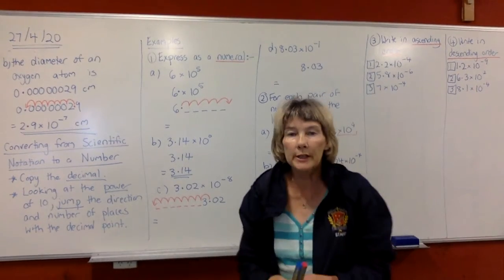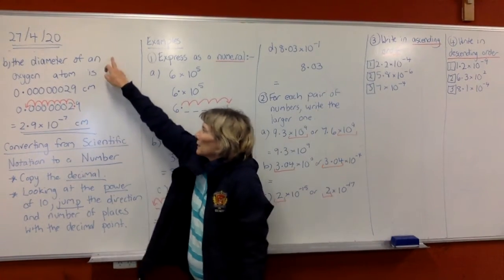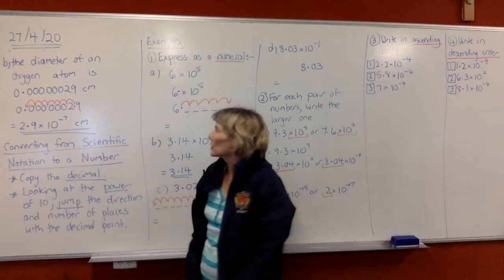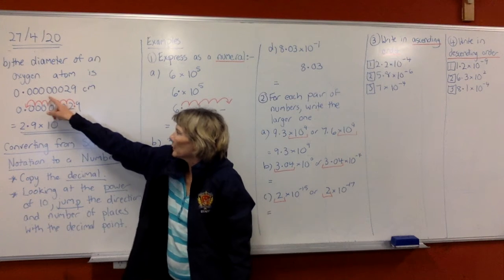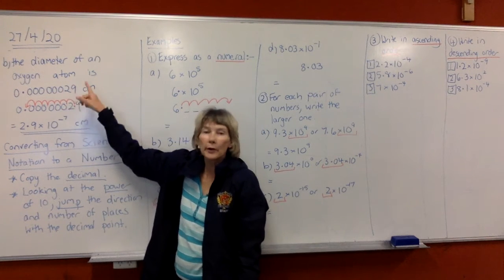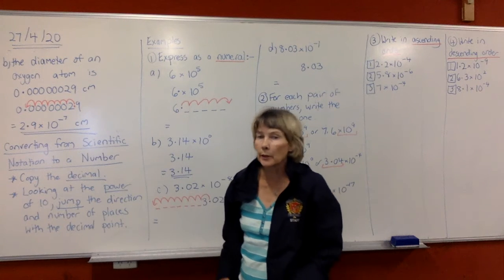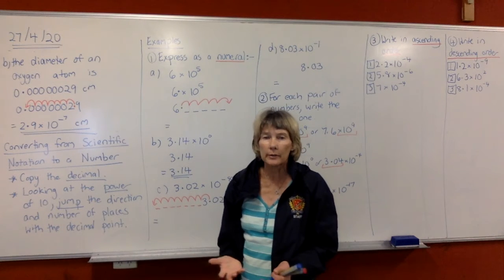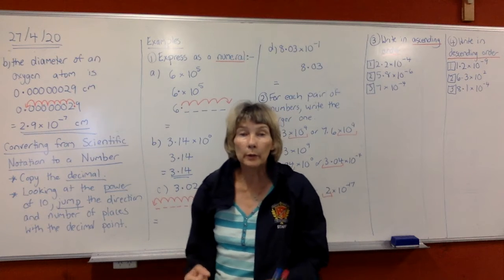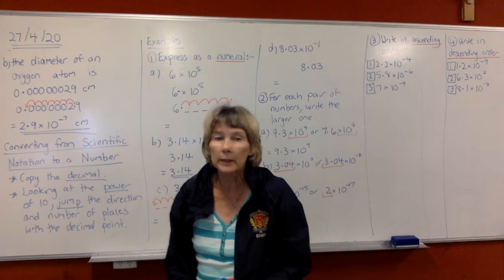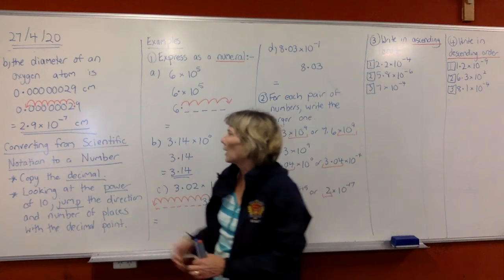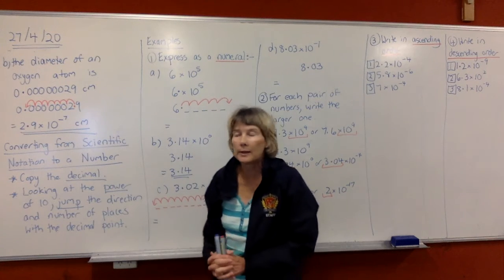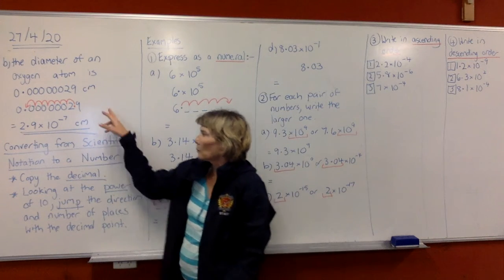Okay, so we're just continuing on from where we were. This time we have the diameter of an oxygen atom is 0.00000029 centimetres. So really small. When we start looking at things in chemistry, when we're looking under a microscope, we're looking at really small things. So this is why we need to be able to write these things in scientific notation. So that's what we're going to do here.